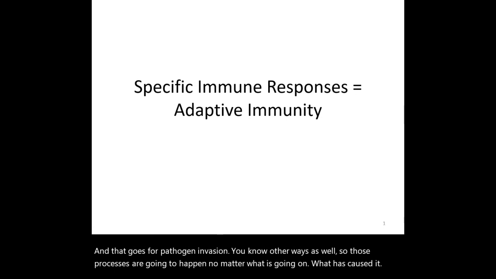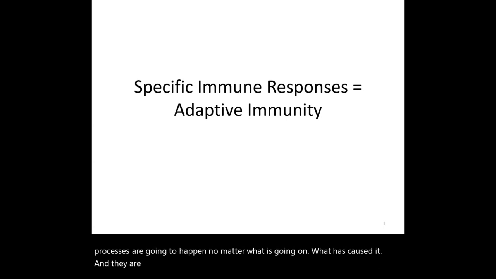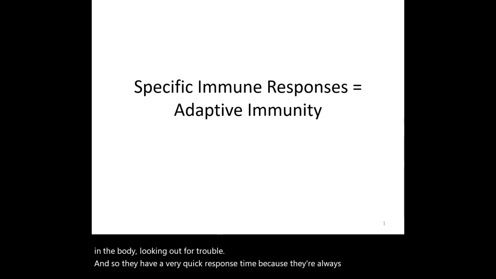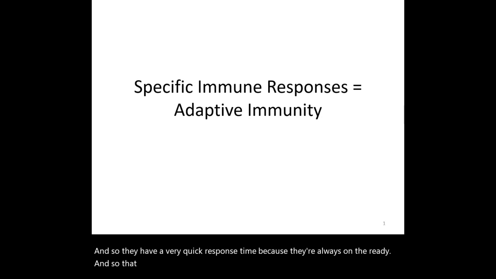And they are processes and cells that we're born with. They are constantly circulating in the body, looking out for trouble. And so they have a very quick response time because they're always on the ready. And so that is very different than our third line of defense, this specific immune response, because this immune response is specific for specific pathogens.